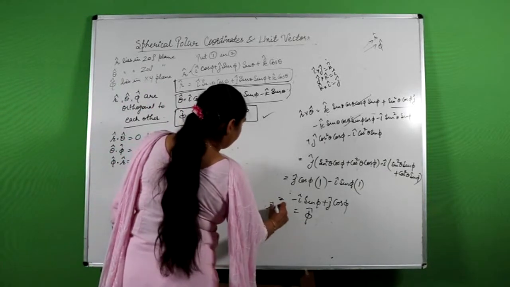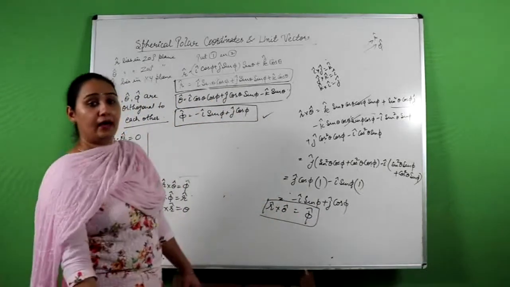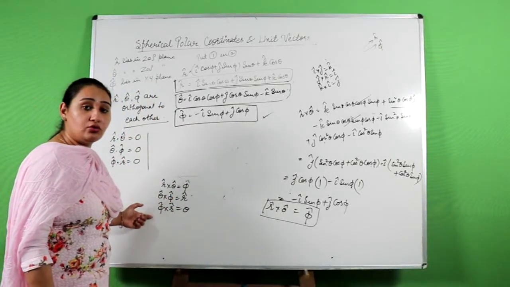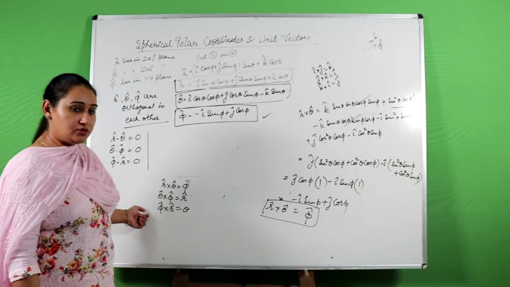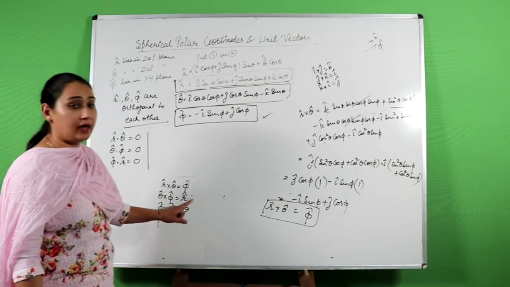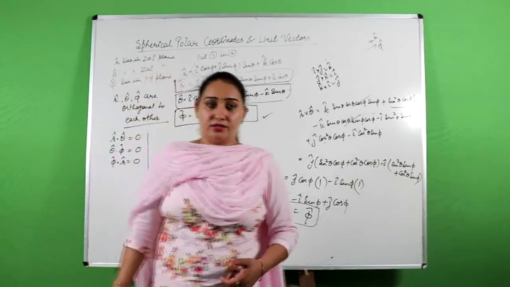So it means I have proved that r cross theta gives me the phi cap unit vector. So this was with the cross product. The rest two are your assignment. You can do it yourself, that you can prove theta cross phi is r cap and phi cross r is theta cap. So this is all about the unit vectors. Thank you.